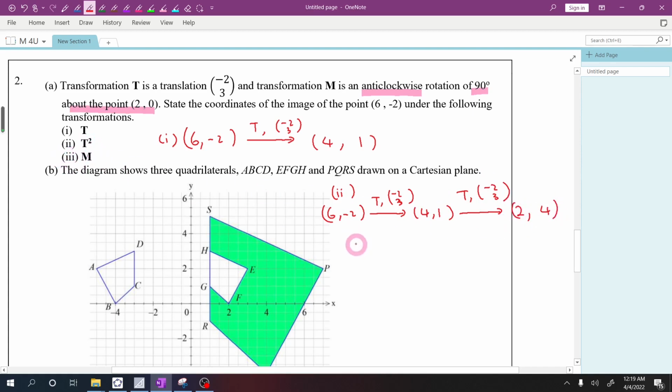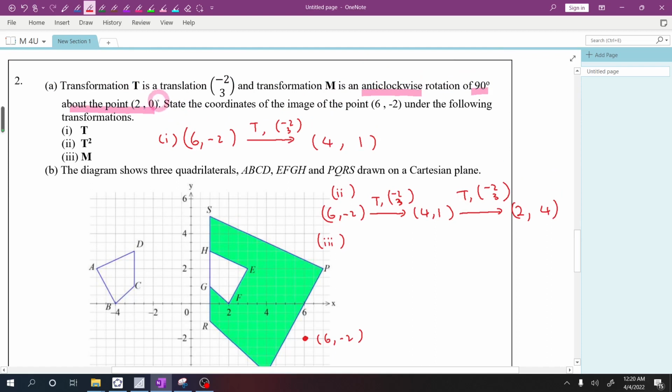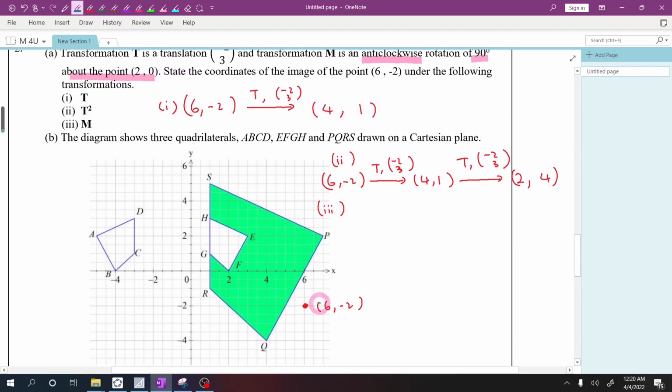How about part 3? So this is a rotation. It will be more difficult for us to determine the image. So we don't have a diagram, it's okay. We can borrow the diagram from part B to help us get the answer. (6, -2) is over here. It undergoes a transformation M, which is an anti-clockwise rotation of 90 degrees about the point (2, 0). So (2, 0) is over here.